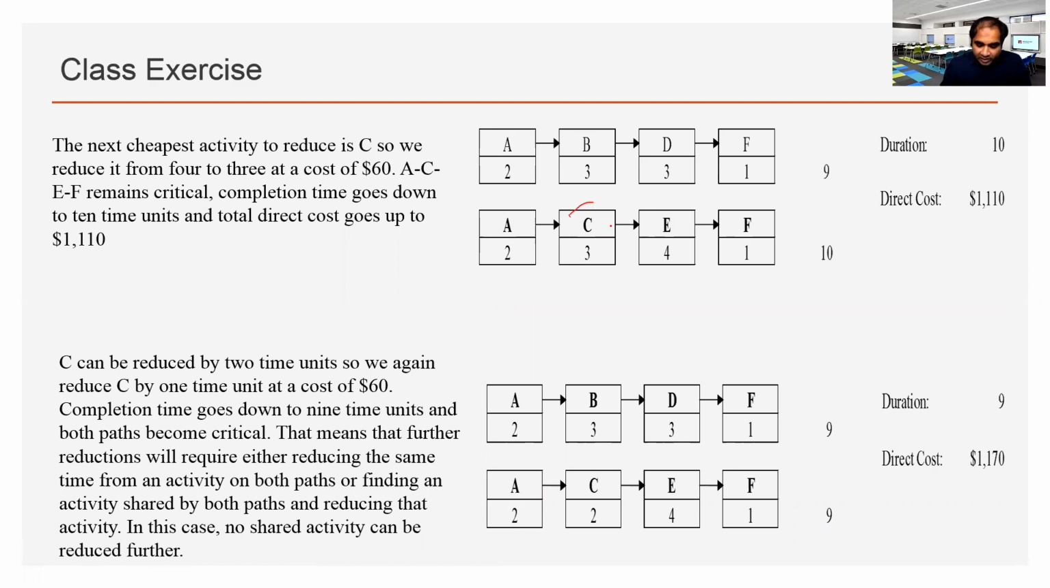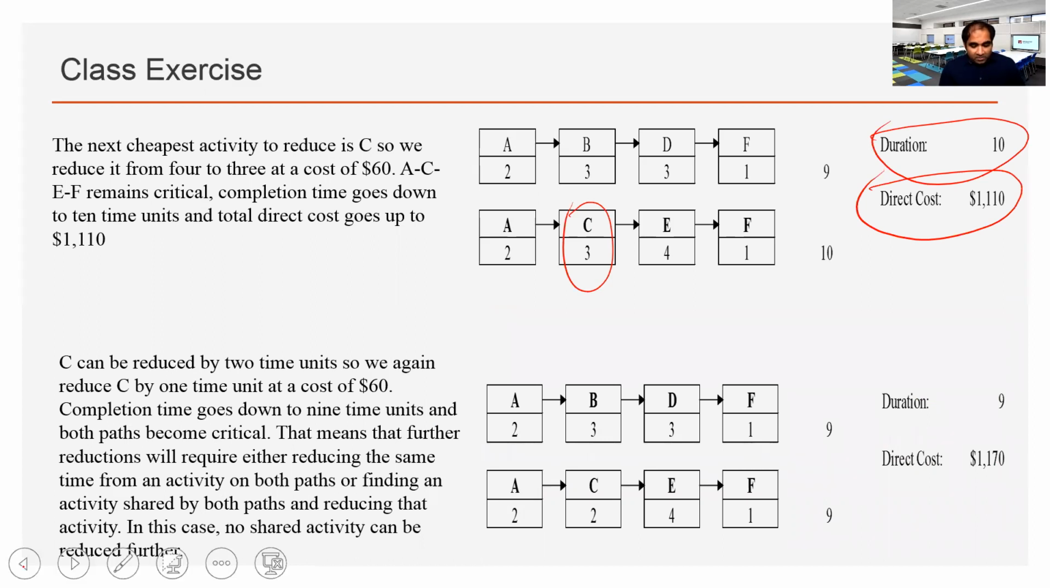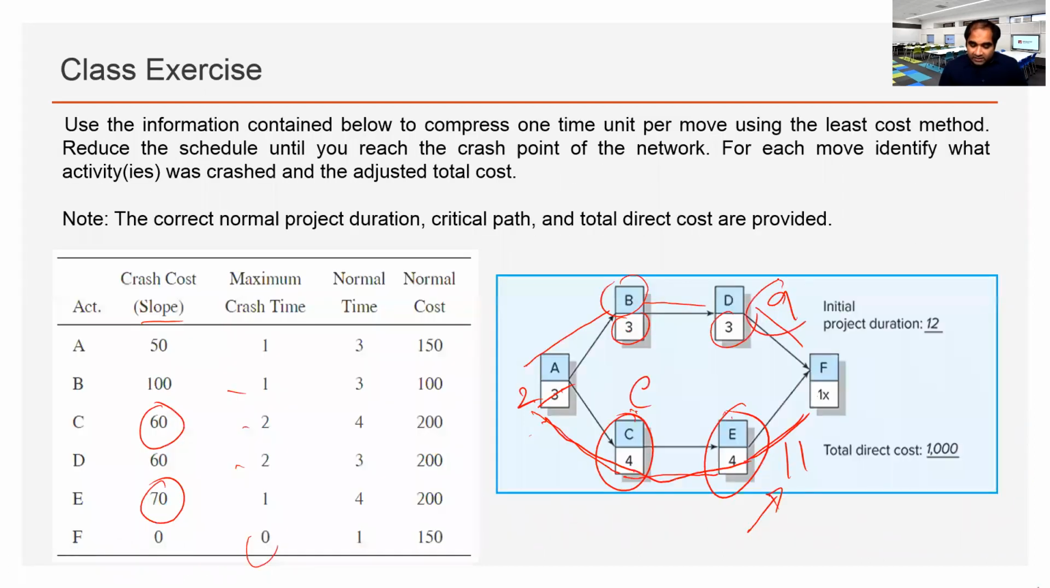Okay, now C is crashed by 1 day. Now duration is 10 days, 60 is added. This is the total project direct cost. Now the project duration is 10 days, but chain A is 9 days. This is now 10 days. All right. So we still have the option to crash 1 more day. C has a maximum crash limit of 2. So which one do we crash again?